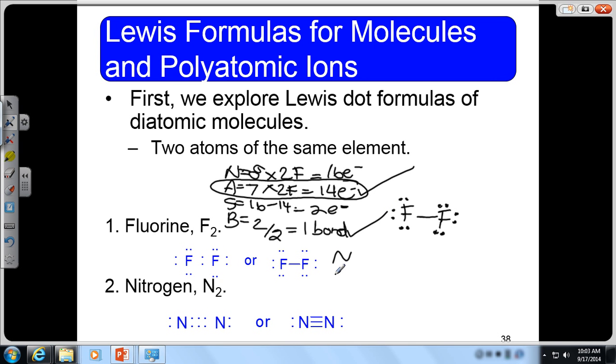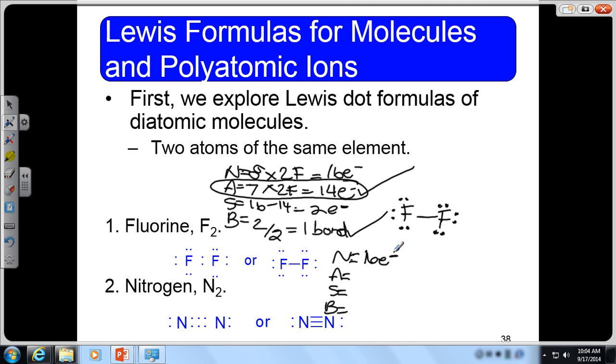Okay, if we do the same thing for nitrogen here. All right, how many needed electrons are we going to have? 16, just like we did. Okay. Now here's the difference between the fluorine and the nitrogen. How many available nitrogen electrons do we have?